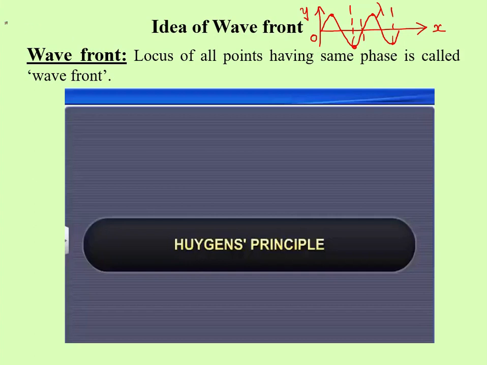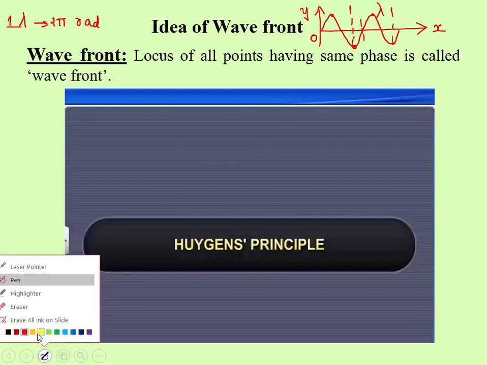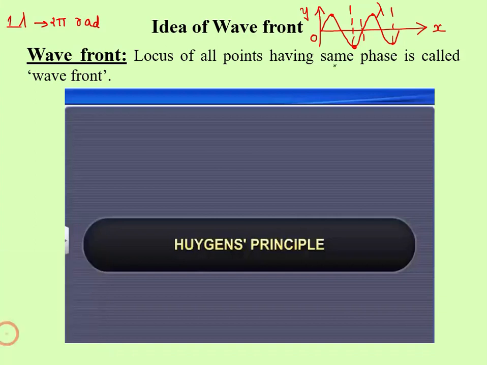That means 1 lambda or 1 wavelength gives 2 pi radians of phase. So this particular point should have a phase difference of 2 pi. If we continue this wave, this should also have 2 pi. That means every lambda meter of distance on a wave gives 2 pi of phase.